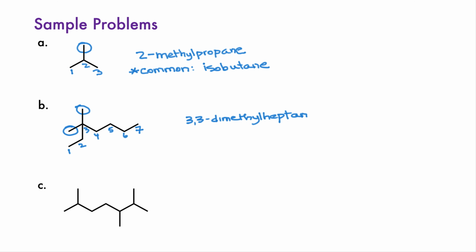The last molecule is also a heptane. In this case, we have 3 methyls, so this is a trimethylheptane.